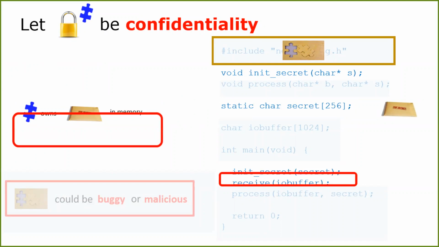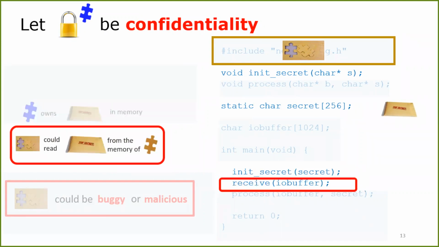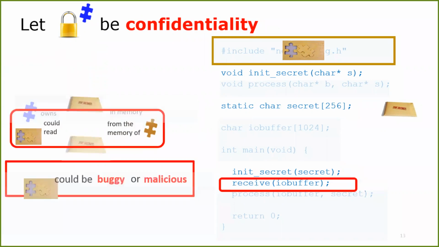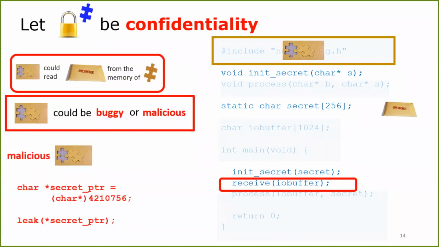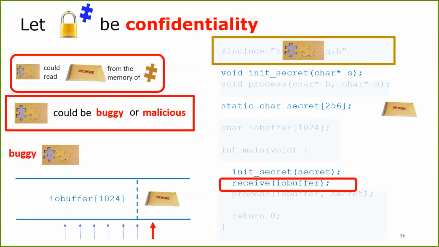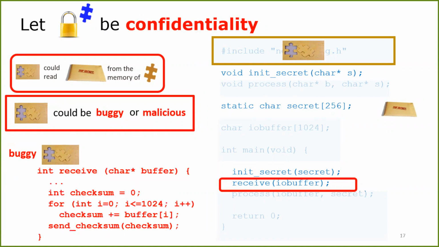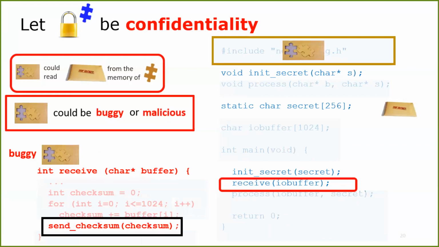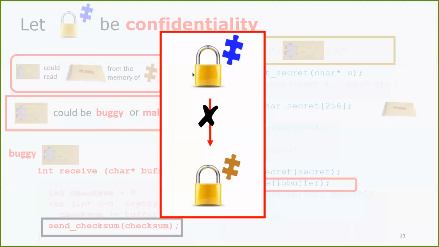However, once we compile this program to assembly, this guarantee is lost, since the library being provided in assembly can access any part of the address space, including the part allocated for the secret variable. For example, a malicious library could guess the value of the pointer to secret and leak the secret to the outside world. And a buggy library could unintentionally leak it as well through an off-by-one error when reading the I/O buffer. For example, in this buggy receive function, the off-by-one error leads to reading 1 byte of the secret, adding it to the checksum, and sending the checksum. So both the malicious and the buggy networking libraries violate the preservation of confidentiality.